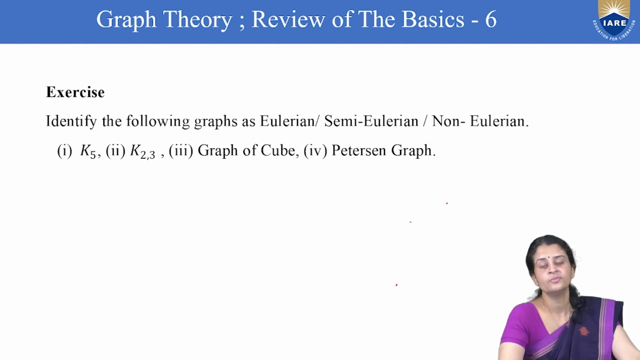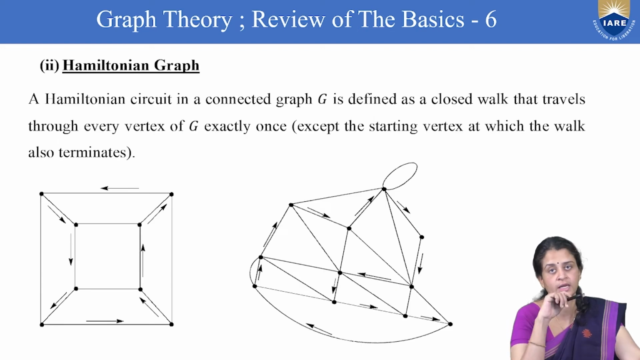So, what is an Eulerian graph? What is an Euler trail? We have discussed some examples of Euler trails and an algorithm, Fleury's algorithm, to find an Eulerian trail of a given graph. Now we are going to see what a Hamiltonian graph is.